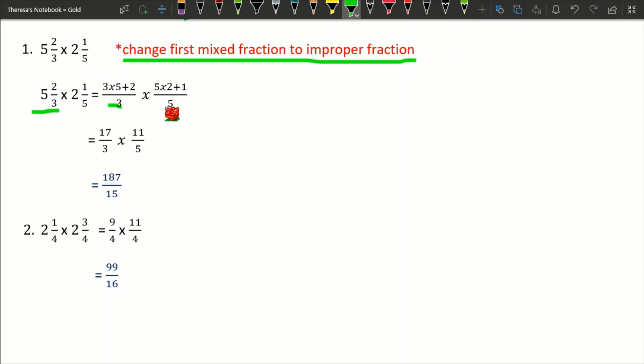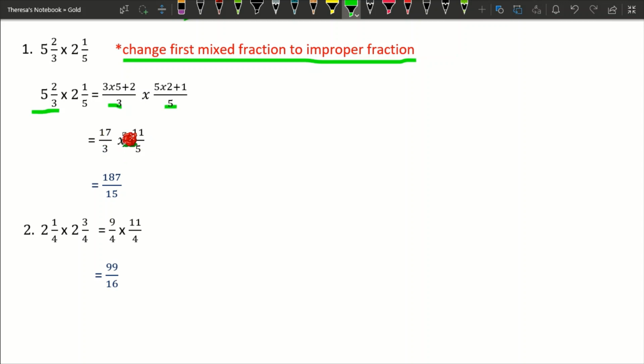So, we have 5 because that is the denominator. And then, 5 times 2. So, multiply natin yung denominator sa whole number plus the numerator. So, 5 times 2 plus 1. Right? Then, perform the operations. We have 3 times 5 is equal to 15 plus 2. That is equal to 17. So 17 over 3 times 5 times 2, that is 10, plus 1, that is 11. So we have 11 over 5.